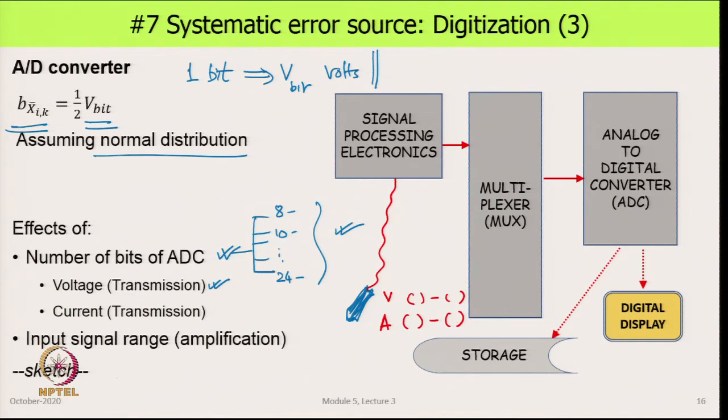Both are possible. Now, what happens with the voltage signal? If this puts out a certain value of the voltage, by the time it gets here, because of line drop, the voltage here will be slightly lower than the voltage here, and you have introduced an error, a transmission error.